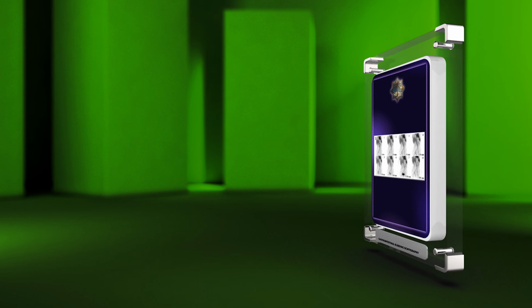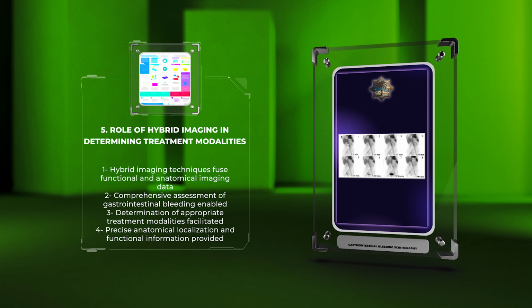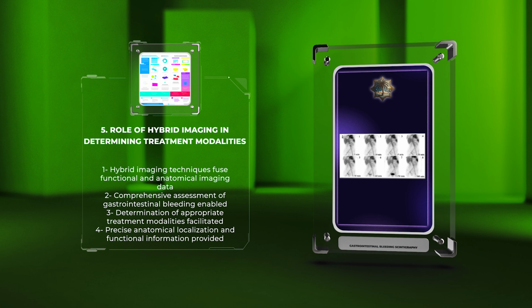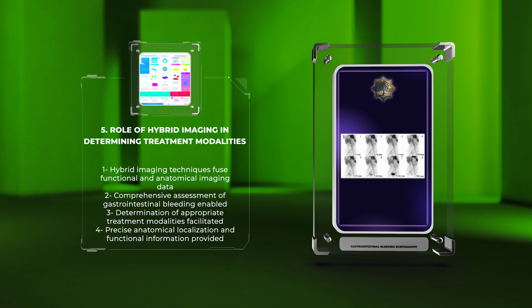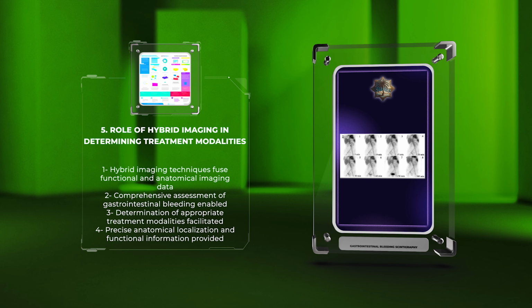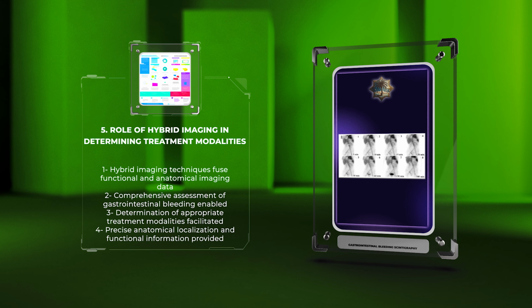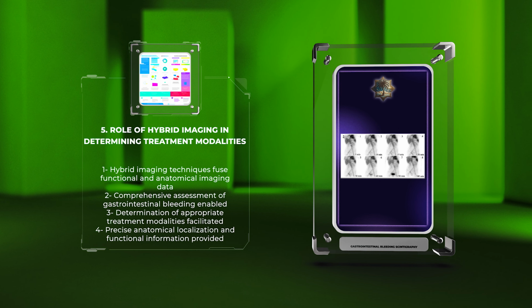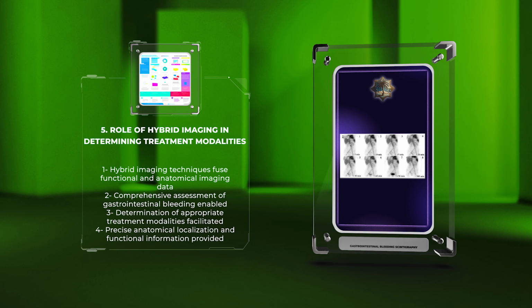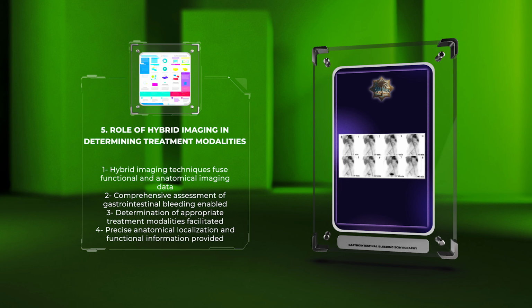Hybrid imaging techniques, such as positron emission tomography/computed tomography, PET/CT, and single photon emission computed tomography/computed tomography, SPECT/CT, enable the fusion of functional and anatomical imaging data. In the context of gastrointestinal bleeding, hybrid imaging allows for comprehensive assessment, assisting in the determination of appropriate treatment modalities. By providing precise anatomical localization and functional information, clinicians can select the most suitable intervention for each patient's specific condition.